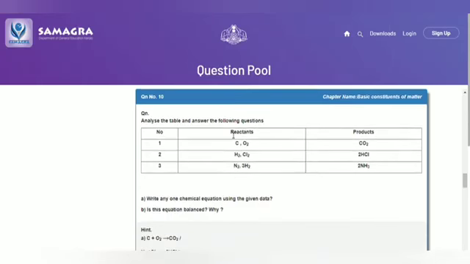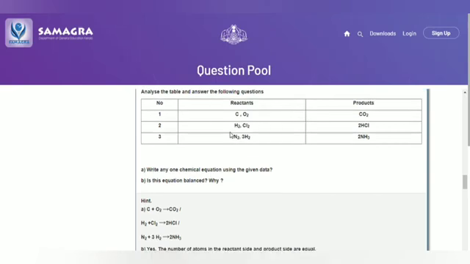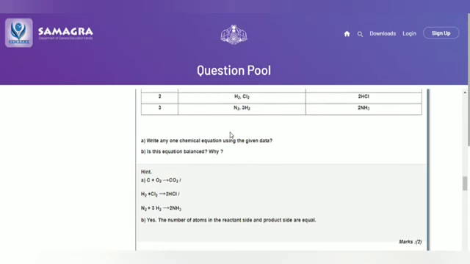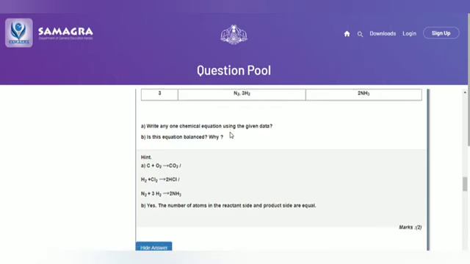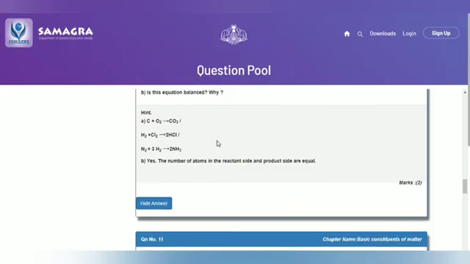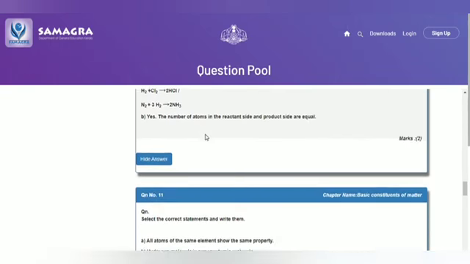10th question, analyze the table and answer the following questions. First, reactants carbon and oxygen, product carbon dioxide. Second, hydrogen and chlorine give 2HCl. Third, nitrogen and hydrogen give ammonia, NH3. Write any one chemical reaction using the given data: C plus O2 gives CO2, H2 plus Cl2 gives 2HCl, N2 plus 3H2 gives 2NH3. Is this equation balanced? Why? Yes, this equation is balanced because the number of atoms on the reactant side and the product side are equal.